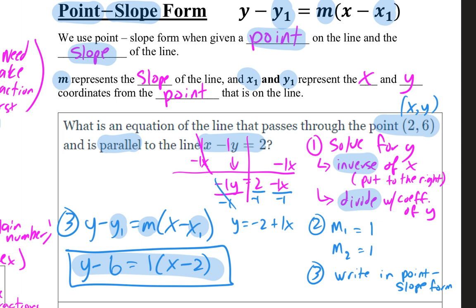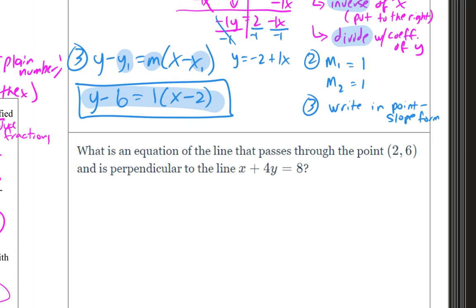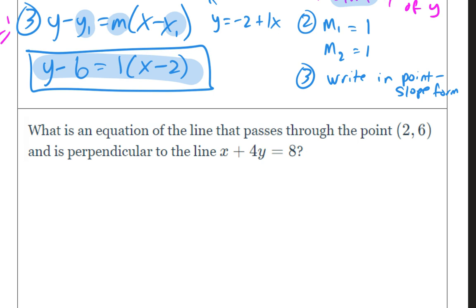Okay, so it's as simple as that. We want a point and the slope, so we're going to find the slope that we're going to use. It says parallel, so we need to solve for y first, figure out the slope, then find the same slope, then just put it in. Keeping that in mind, let's do another problem. Similar, we're just doing the perpendicular.